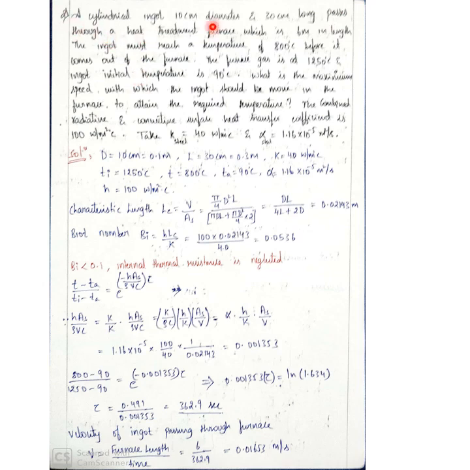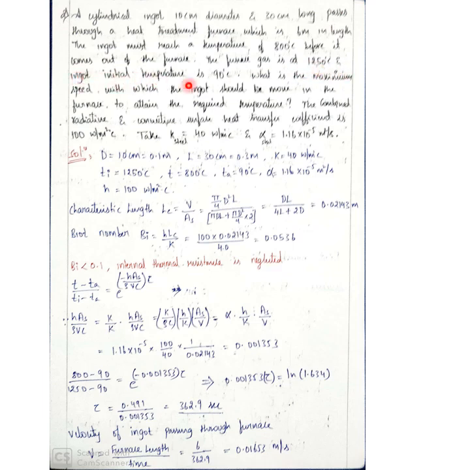Next problem: a cylindrical ingot 10 centimeter diameter and 30 centimeter long passes through a heat treatment furnace. The ingot is placed in a furnace which is 6 meters in length. The ingot must reach a temperature of 800 degrees Celsius before it comes out of the furnace, so this is the ingot temperature, T. The furnace gas is at 1250 degrees Celsius. That is the gas temperature, and that will become your ambient temperature.